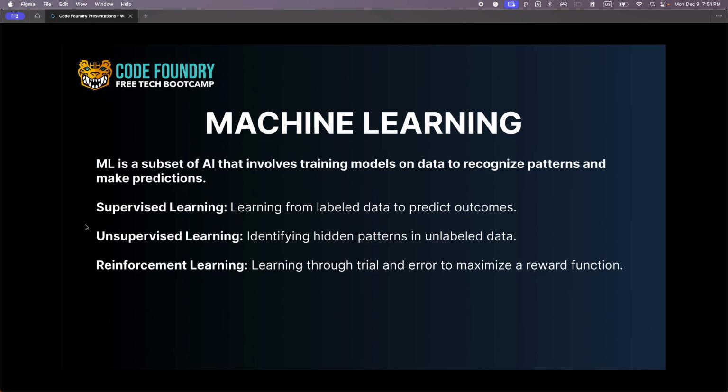We then have unsupervised learning. Unsupervised learning is used with unlabeled data.